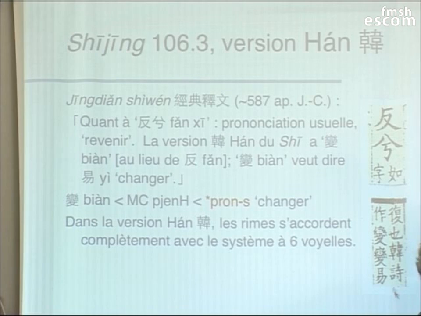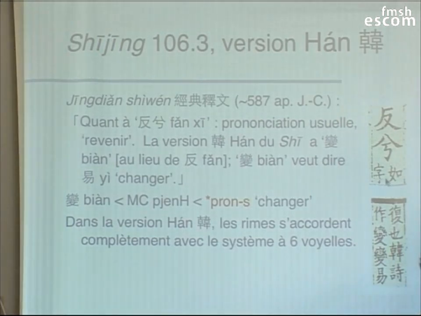Okay, well, here the Jingdian Shuwen comes in handy because this is the comment from the Jingdian Shuwen about this passage, about fan xi, that's the passage, and it says ru zi, which means fan has its usual pronunciation. Fu ye, meaning to return or something. Han shi zuo bian, bian yi. Okay, so bian meaning to change.